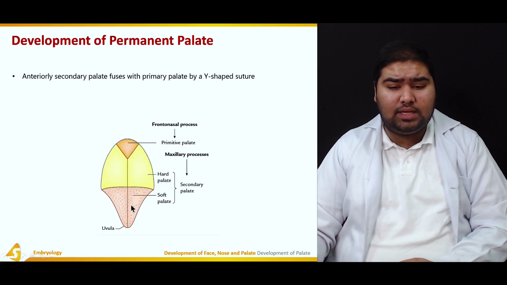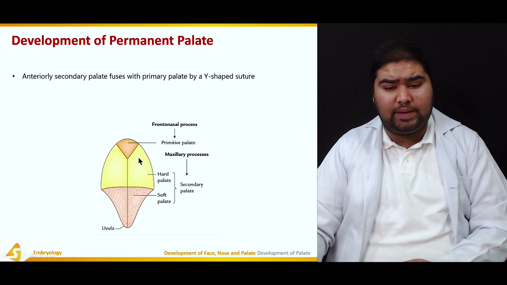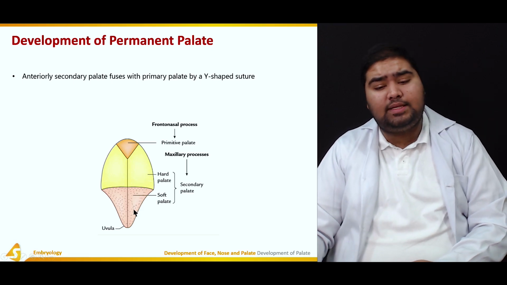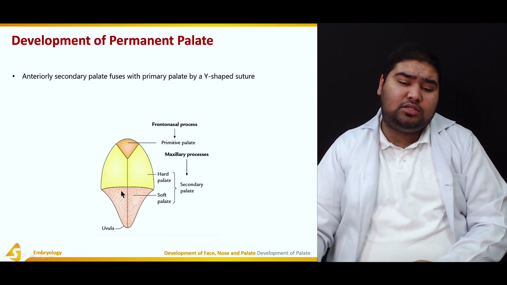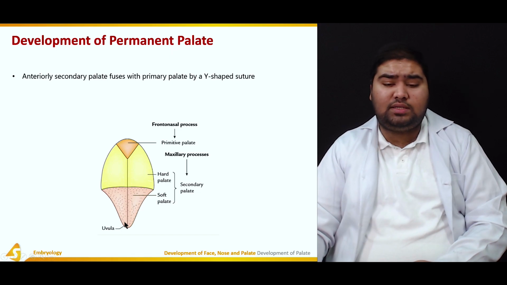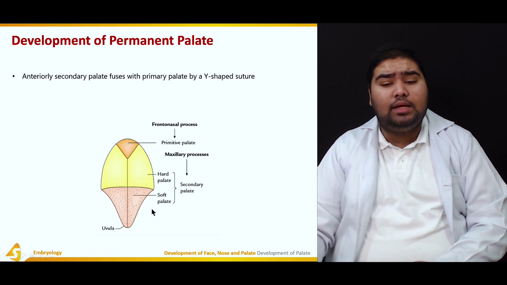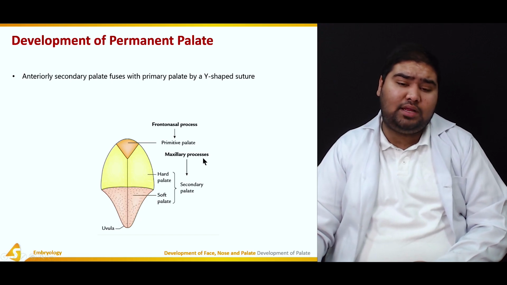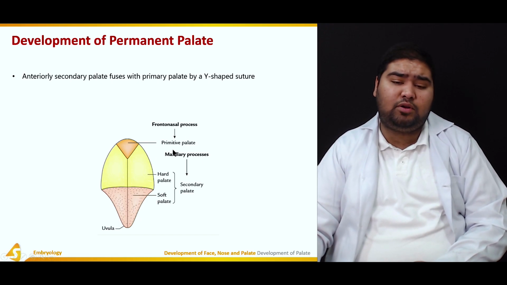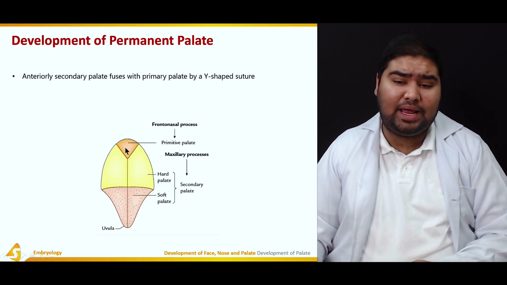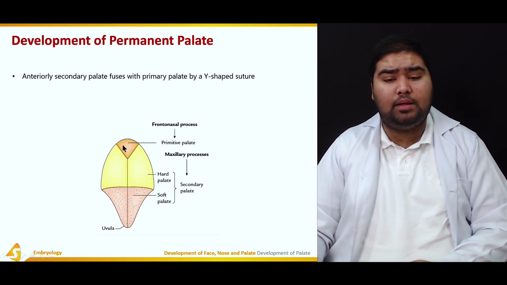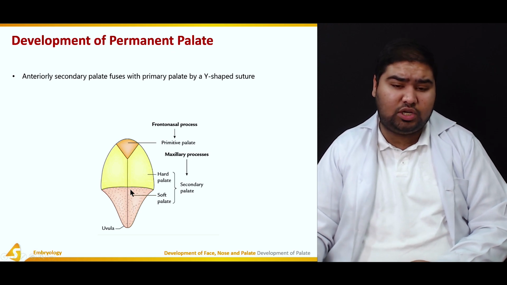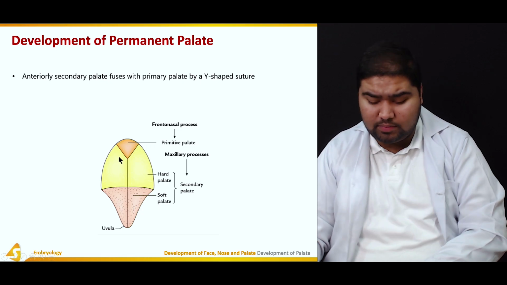So here you can see this is the hard palate in yellow, which has undergone ossification. This is the soft palate that does not contain any ossification. This is the uvula. This as a whole is known as the secondary palate, which is formed by the maxillary process, and the frontonasal process forms the primitive palate. The union between the primary and the secondary palate is by a Y-shaped suture. So a Y-shaped suture is formed.